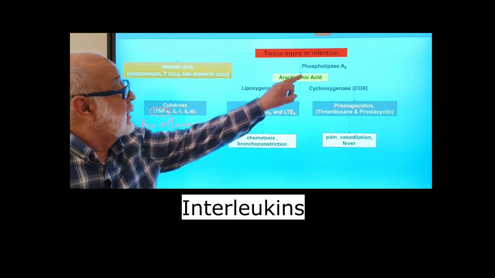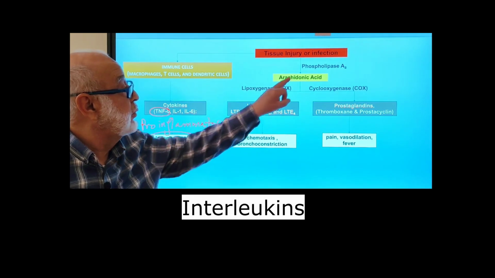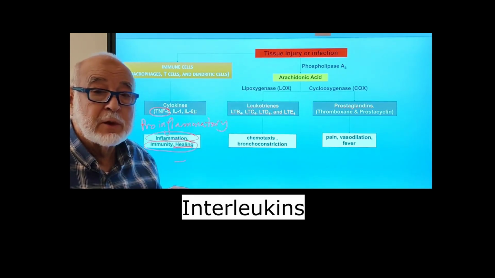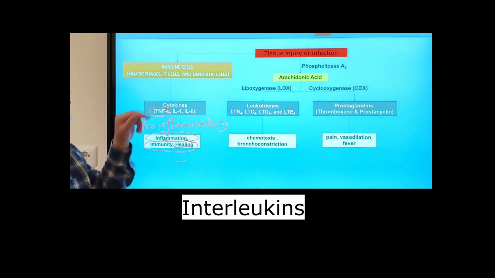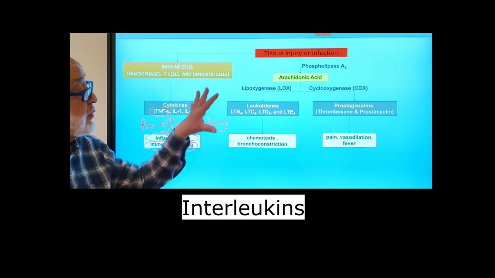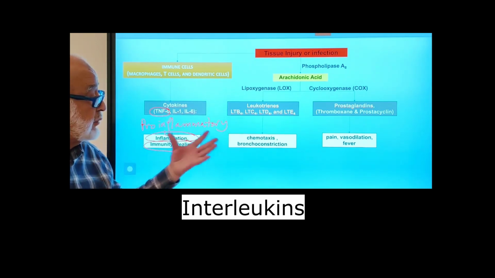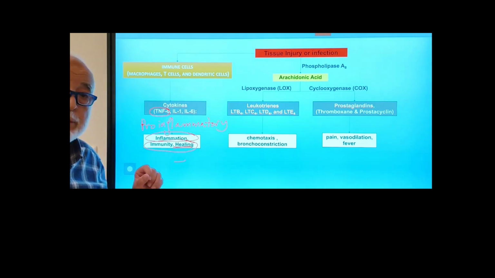Part of them are derived from arachidonic acid through the release of phospholipase A2, and some of them are produced by certain immune cells. Okay? Now, this is the inflammation. Of course, this inflammation will cause pain, swelling, vasodilation, and so on.